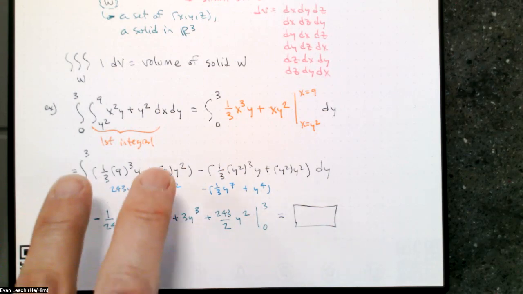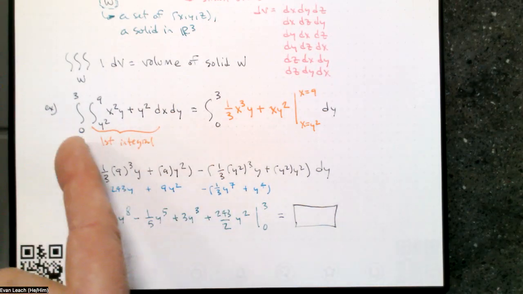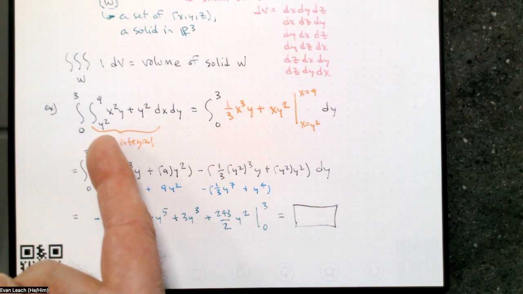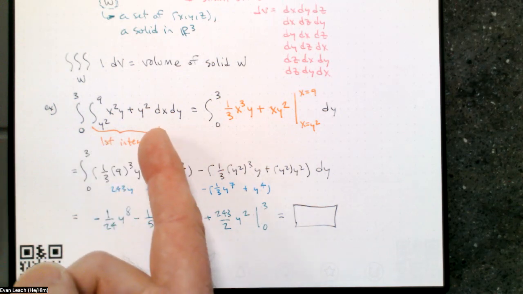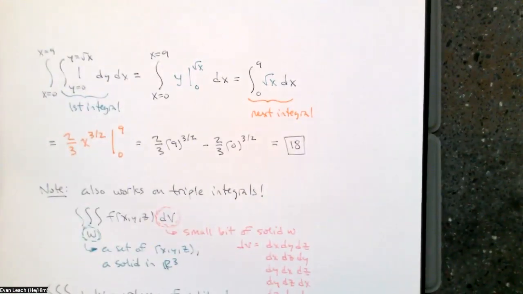We absolutely could. We could write it as a dy dx, but that would change the integrals that we do here, right? If I wanted to write the dy dx integral, then I would have to go from 0 to 9 on the x and from 0 to the square root of x on the y.